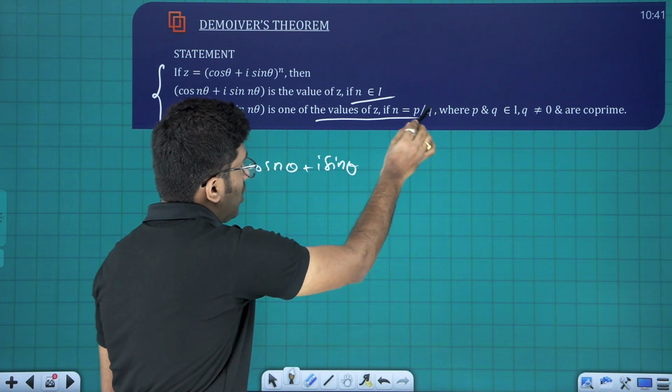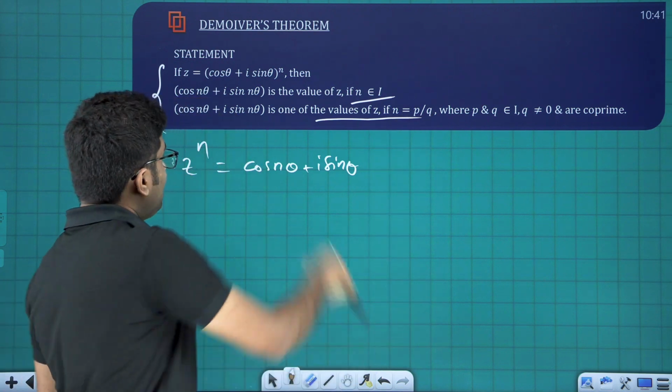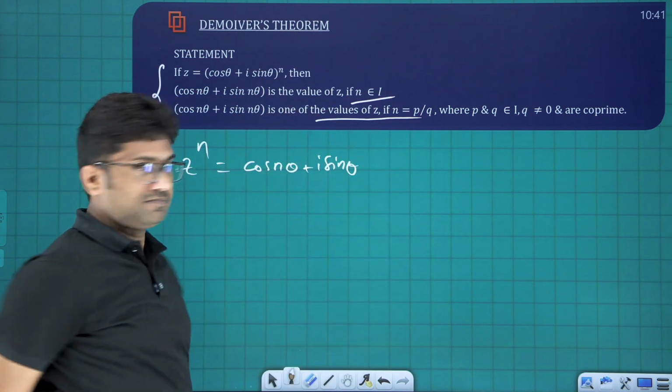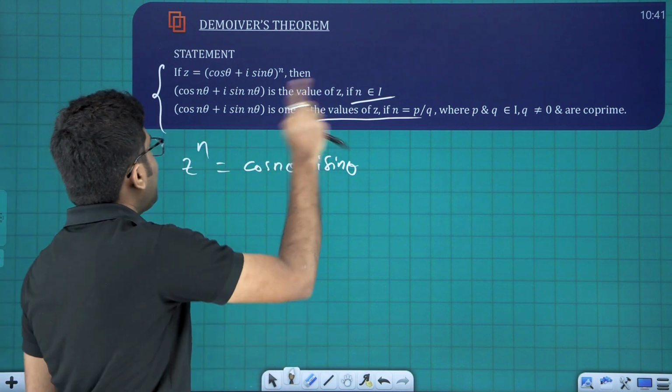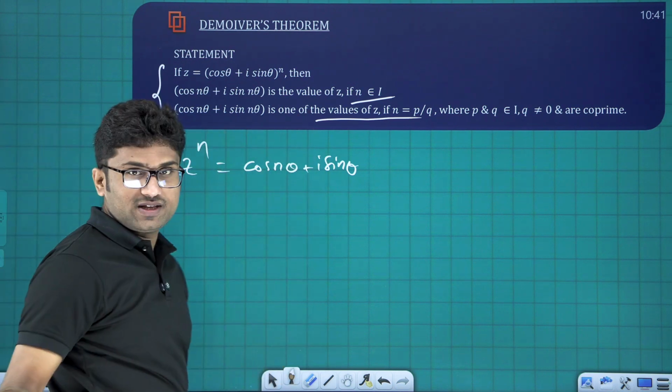Suppose n belongs to the rational numbers, then this is one among the values of Z. We will be having many values. One among them is cos n theta plus i sin n theta.